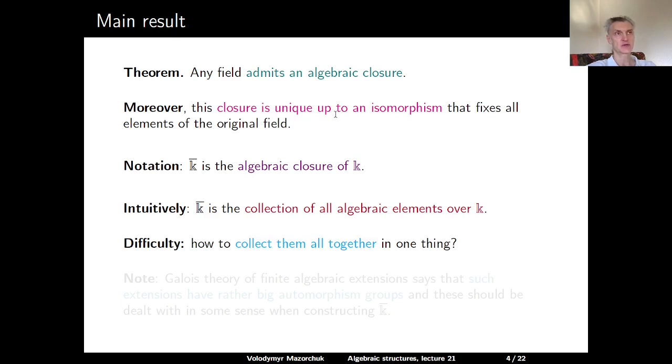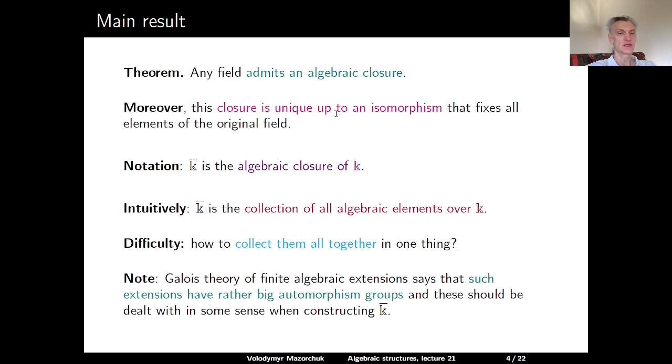So the problem is that we should take all these algebraic elements over K and collect them together in one field. And this is not very easy. So note that Galois theory of finite algebraic extensions says that finite algebraic extensions usually have rather big automorphism groups. So when we collect all algebraic elements in one field, we should remember that there are many automorphisms of these things, and this makes the construction complicated. So that's our problem in constructing the algebraic closure of K.